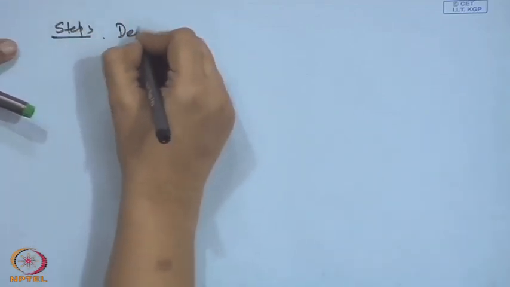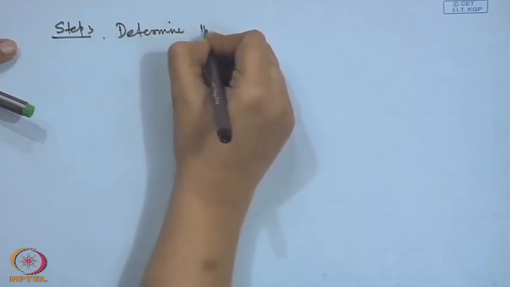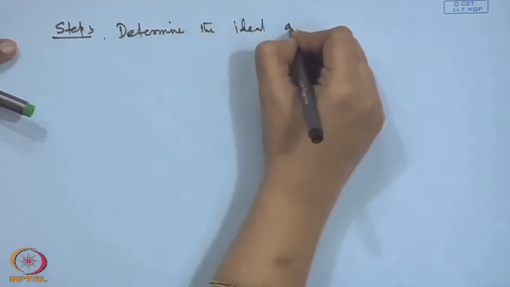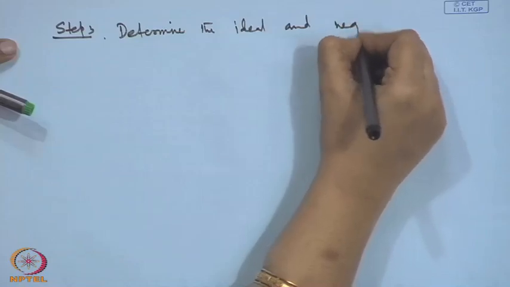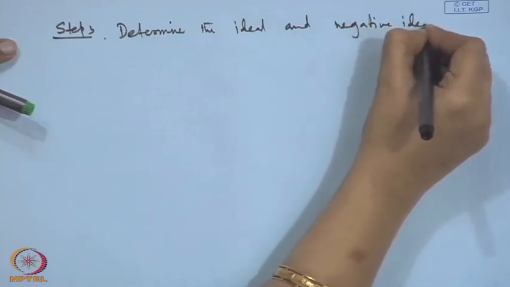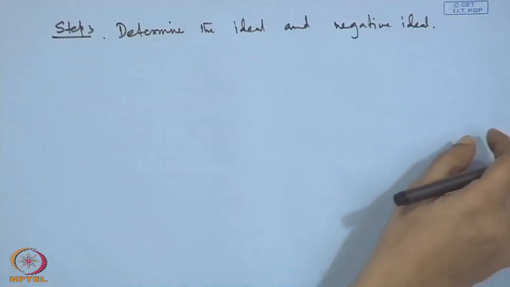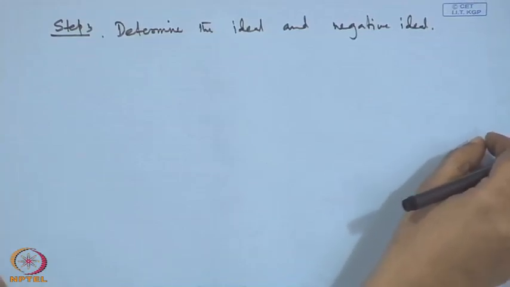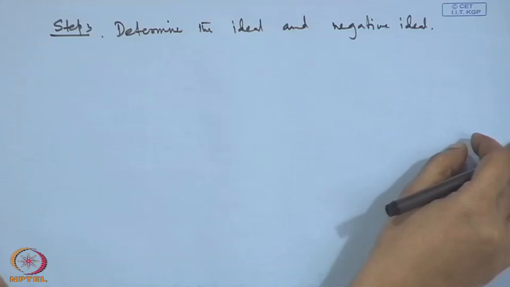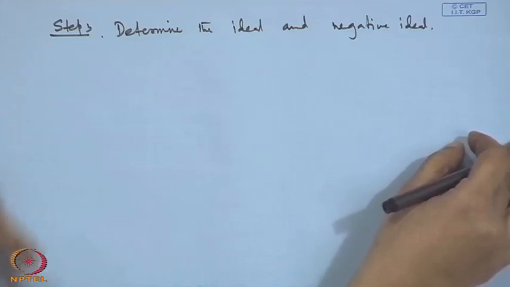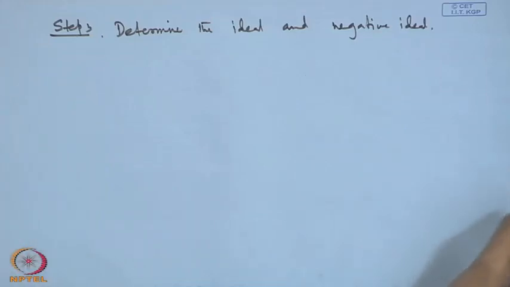After that, step 3 is to determine the ideal solution and the negative ideal solution. Now, what is the meaning of it? Ideal solution means a solution which is not achievable. That means we maximize each objective, each criterion, individually, and whatever values we get, we make a group of them, and that is the value we are trying to achieve.